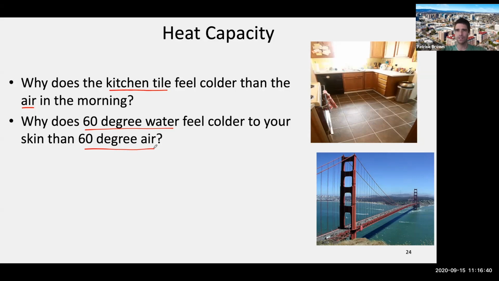So your body's trying to give off heat to the environment, but it's going to do that much quicker, much easier, if there's a ton of molecules to soak up that heat, something with a high heat capacity. And so that's what's happening when your feet are touching the tile, is there's a bunch of molecules that are at a lower temperature than your body. And so the heat can flow very quickly from your body into that tile.